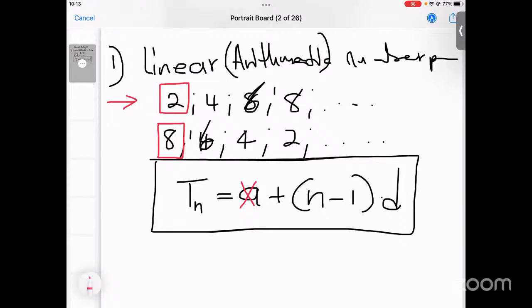Okay, then it's fine. The next thing, maybe let's start with the easy one to explain. The D. What is the D? The D is the difference.